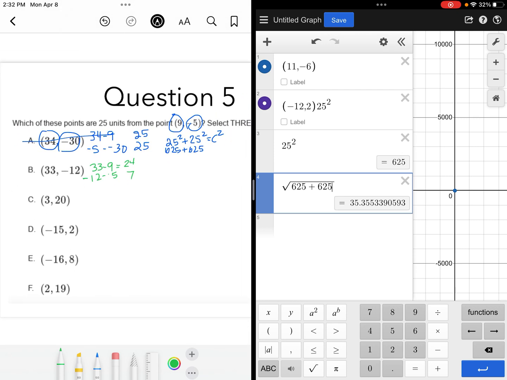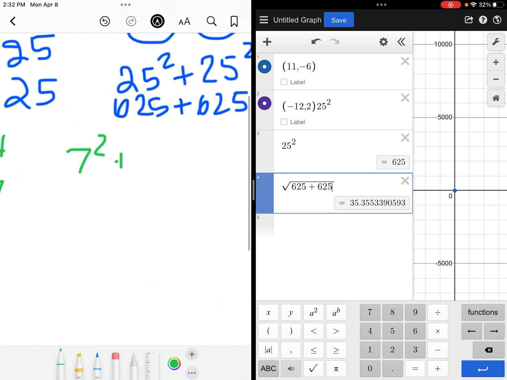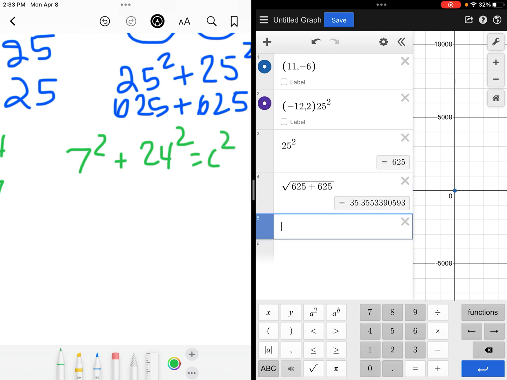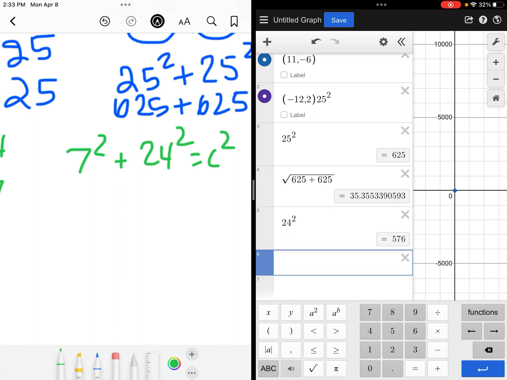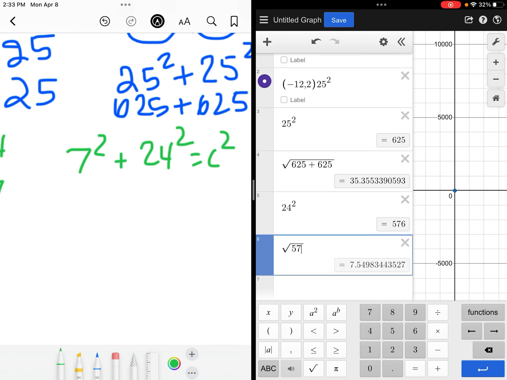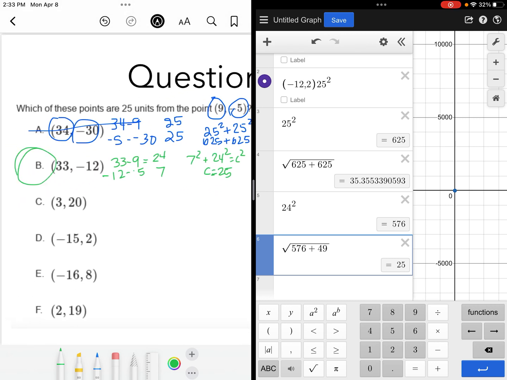So I have 7 squared plus 24 squared equals c squared. So 576 plus 49, and I get 25. So C equals 25. So B is one of the answers.